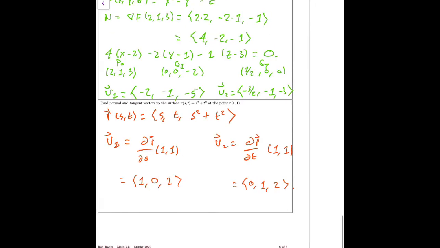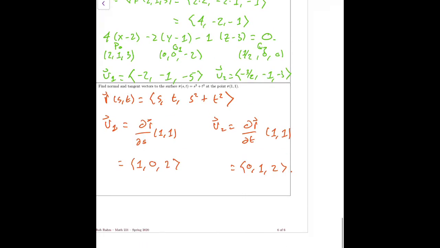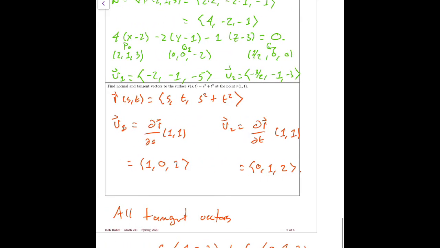Okay, so v1 and v2 are two tangent vectors. So all tangent vectors are of the form c1 times (1, 0, 2) plus c2 times (0, 1, 2). Okay, so now let's find a normal vector and then the equation for the tangent plane.